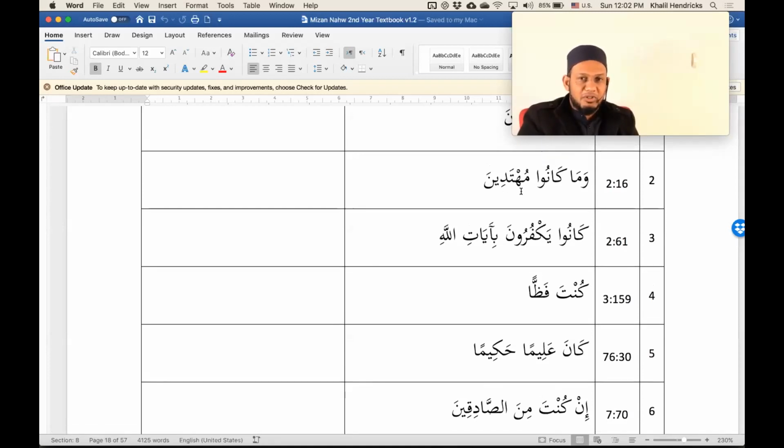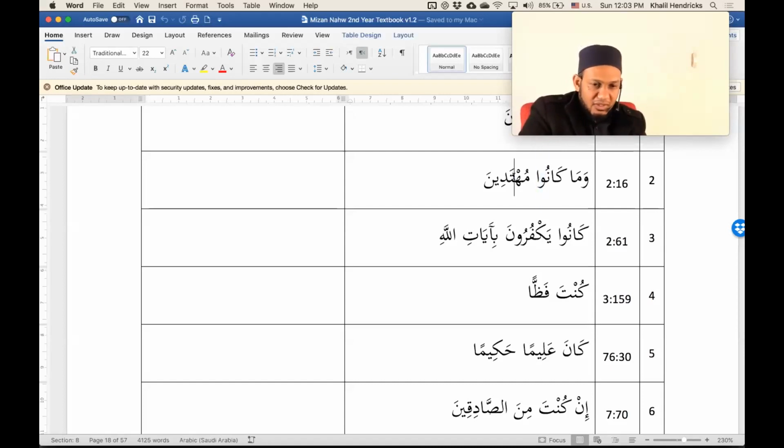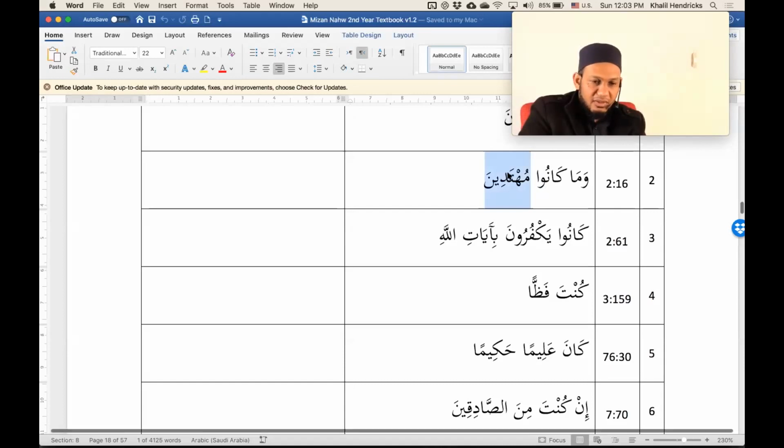And muhtadina is a special word. It means to be rightly guided. So you can make the du'a: Allahumma ja'alni min al-muhtadin. Oh Allah, make me from those who are rightly guided. Hadin means those who guide, and muhtadin means those who are rightly guided. Wama, and not, kanu, they were not muhtadin, of the ones who were rightly guided. So the waw there is the ism kana, the muhtadin is the khabar kana, and it is a single word khabar.